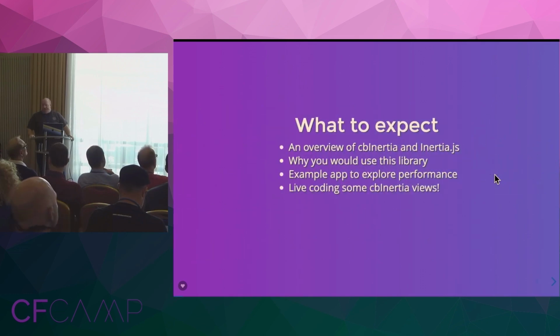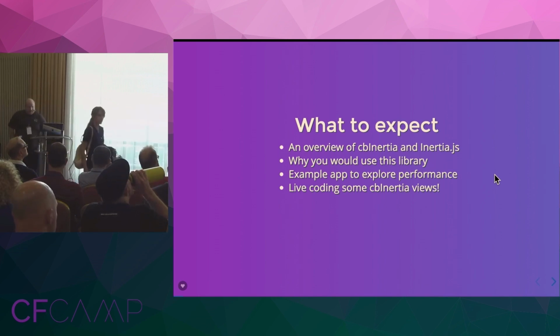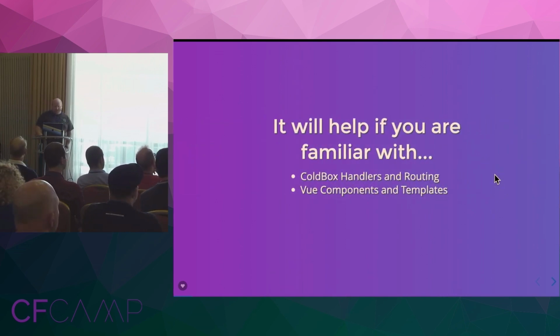Let's first go over some expectations so you can make sure you're in the session that you want to be. So the things we're going to go over today, we're going to do an overview of CB Inertia and InertiaJS, two libraries that will help get your front end rolling. We're going to go over why you would want to use this, an example app to see some of the performance characteristics, and we're going to do some live coding so you can see how the developer experience works out. It's going to help, but not be required, if you're familiar with Coldbox, handlers and routing, and Vue components and templates.